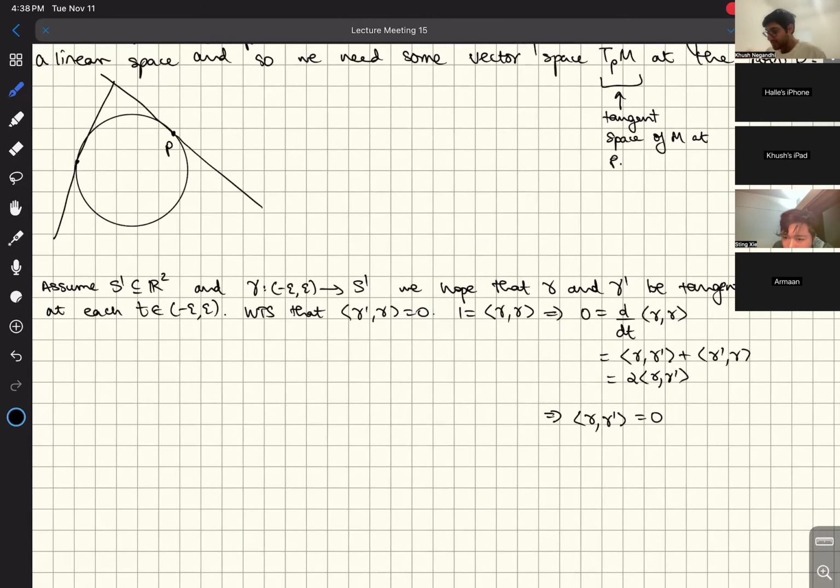So this gives us motivation to look at tangent vectors not as vectors, but as the derivative of certain curves through our space. Are there any questions on any of this?